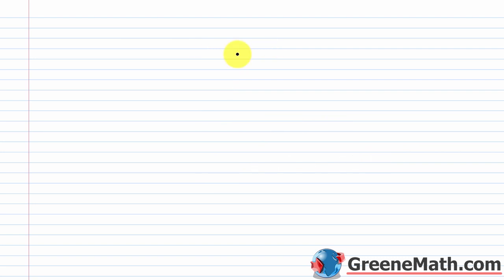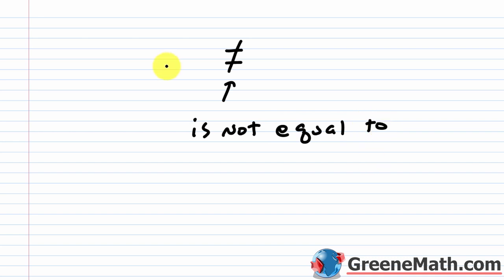So another symbol we're going to use is the not equal to symbol. Here we're going to draw the equal symbol and put a little slash through it. So this means is not equal to. Whatever's on the left is not equal to whatever's on the right.